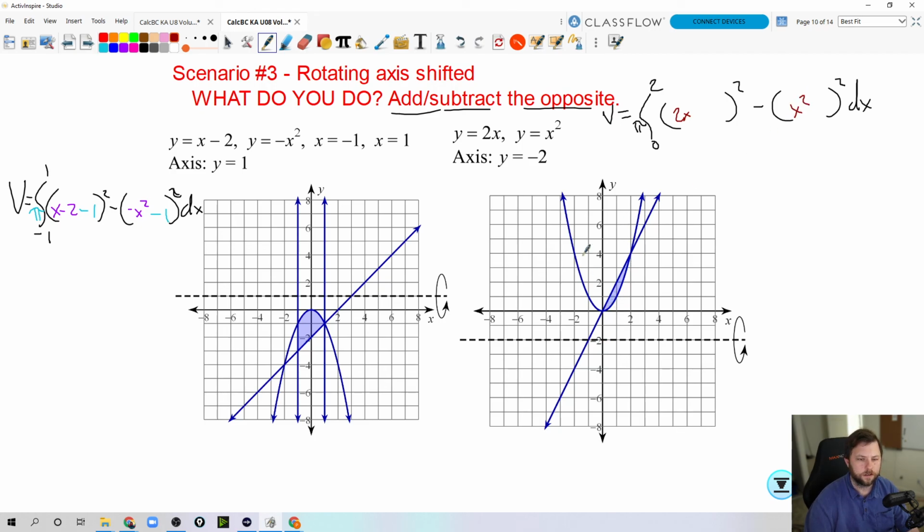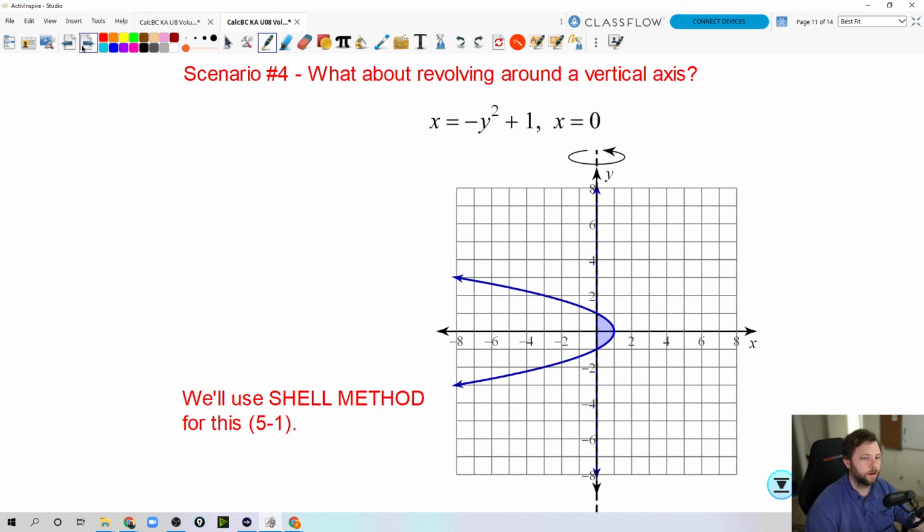And since I am shifting -2 for my axis, all of these things are shifting up 2. You have to do +2 to each of these being squared. You can't just do +2 on the outside. That's where they get you. So there you go. I think that's good practice.